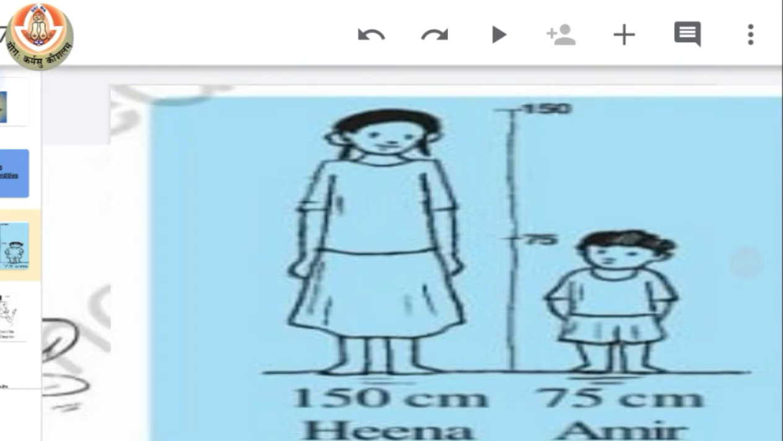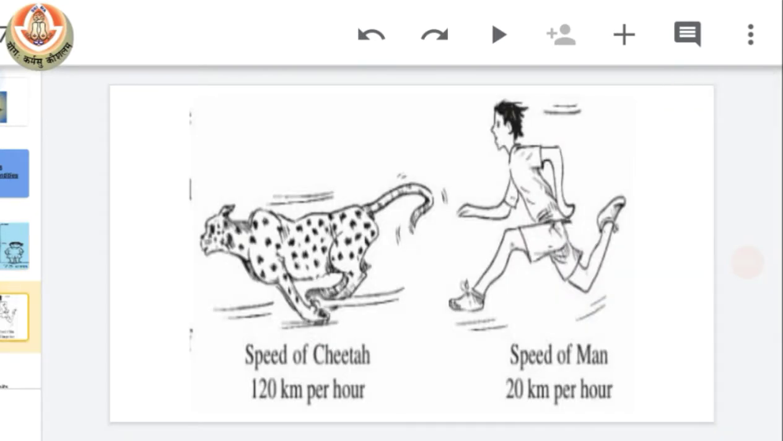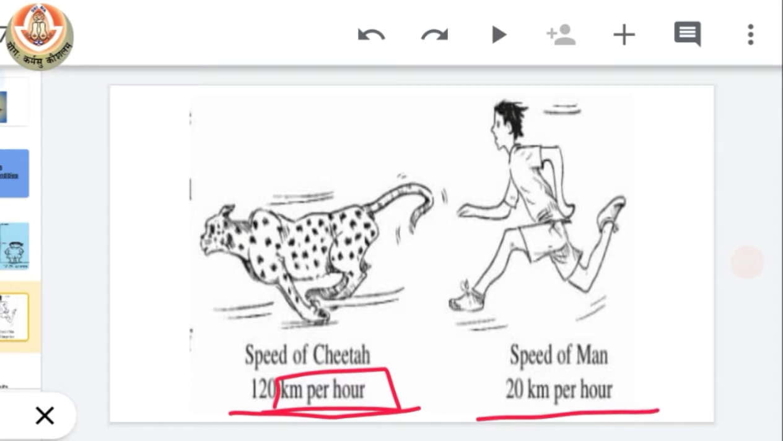Now let's see one more example. You can see here that a cheetah and a man are running, and their speed of running is given. The speed of the cheetah is 120 kilometer per hour, whereas the speed of the man is 20 kilometer per hour. So you can see that it is kilometer per hour, and on the other hand, in the case of the man also the speed is given in kilometer per hour. That means the unit is the same.